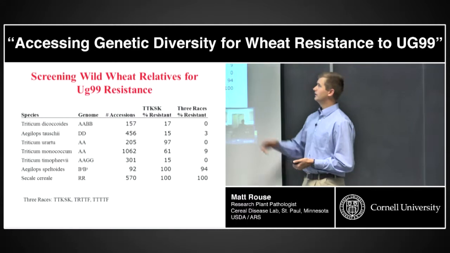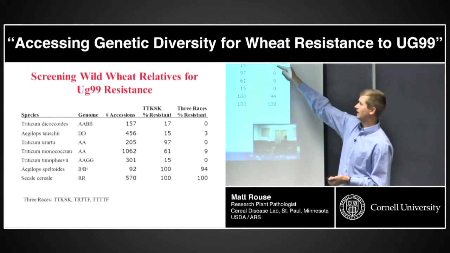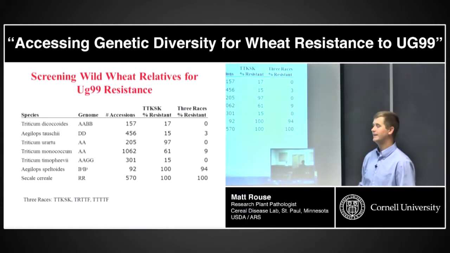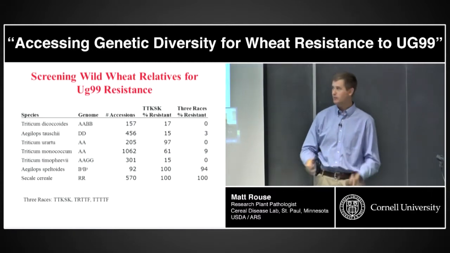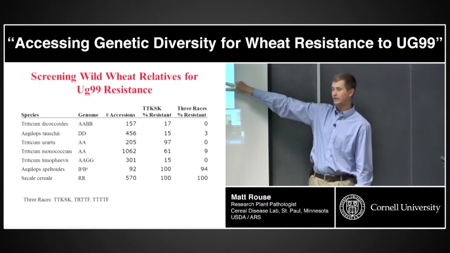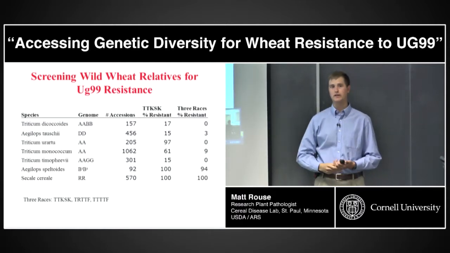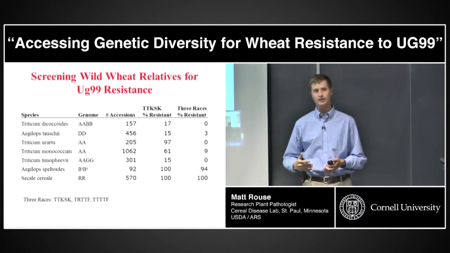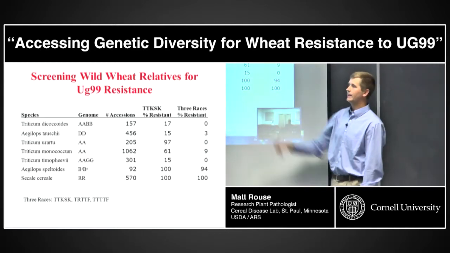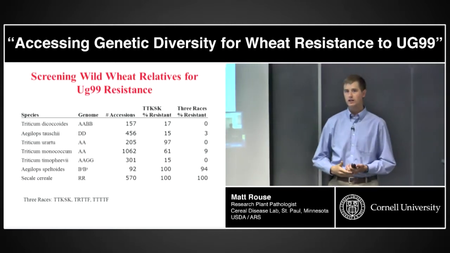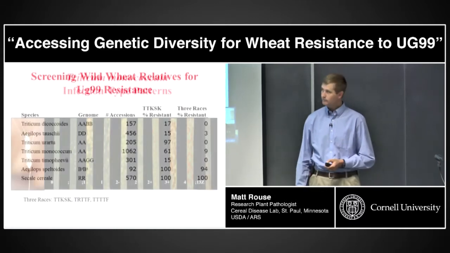So really only Aegilops tauschii and Triticum monococcum had any accessions that were resistant to more than one race, with the exception of these very distantly related species, which are very difficult to move genes in. So we decided early on we need to prioritize Triticum monococcum and Aegilops tauschii as sources of new resistance genes.